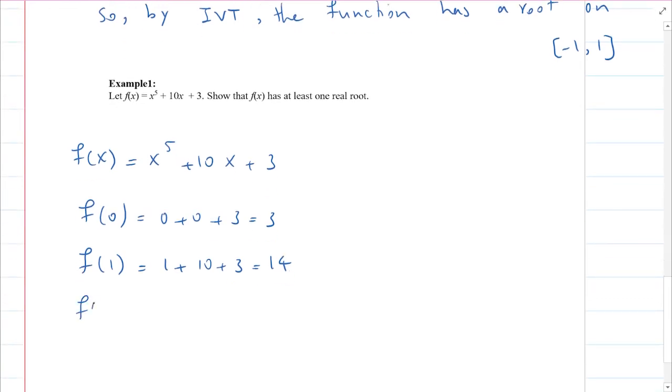But what if I try -1, for example? If I try -1, I would get -1 to the 5, which is -1. -1 times 10, that's -10 plus 3. So in this case, I did get a negative number. So basically, I got -8. And you see that you can either use these two numbers, or you can use this number and this number. Again, that will be the interval that is different. So, let me just use these two numbers.